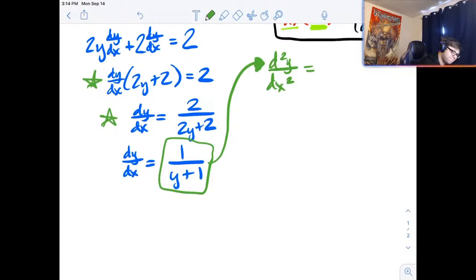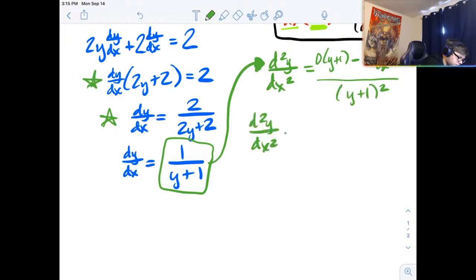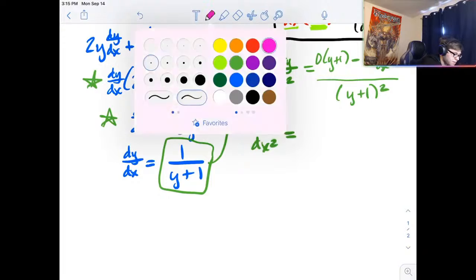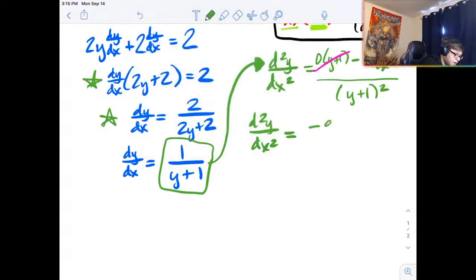But we are going to go ahead and do a quotient rule here. The derivative of the top times the regular bottom minus the regular top times the derivative of the bottom. Technically, the derivative of the bottom is just y, but we have to stick a dy dx next to it. All over the bottom, 1 plus function squared. Okay, so let me clean this up just a little bit. d2y over dx squared equals, clearly anything multiplied by 0 is just going to go to 0, so that part can disappear, leaving us with negative dy over dx all over the bottom function squared.